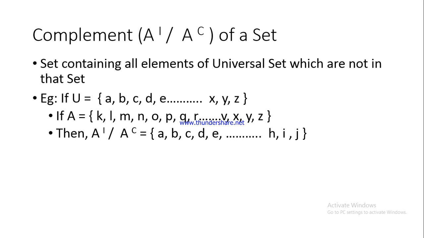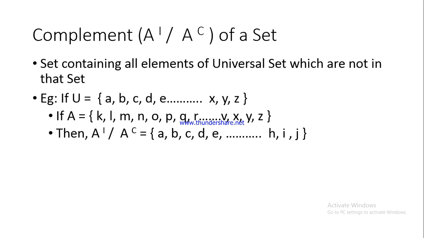Let us take this example. If the universal set is the set of all the English alphabets and A is equal to K, L, M, N, O, P, Q, R till V, X, Y, Z. So all the elements which are present in U but which are not present in A will give you the complement of A. So A dash or A^C, or in other words the complement of A, is equal to all the elements which are present in U, the universal set, but they are not present in A.